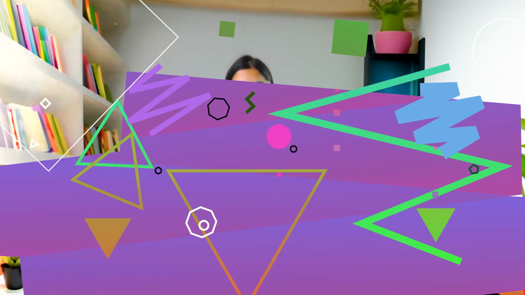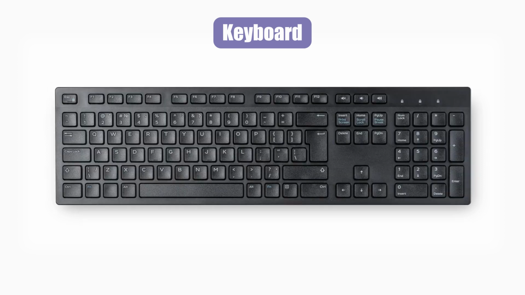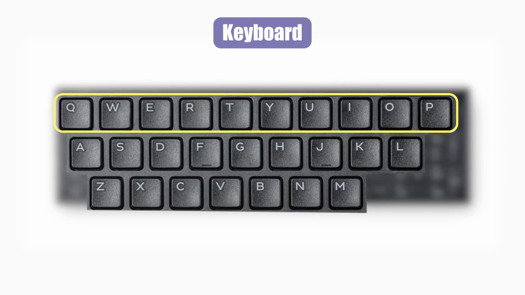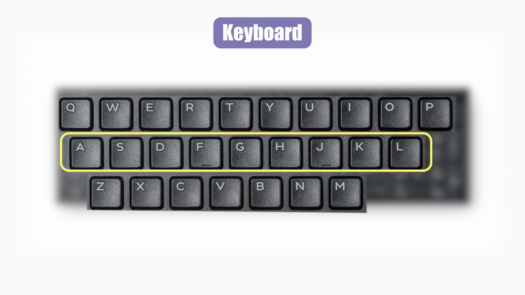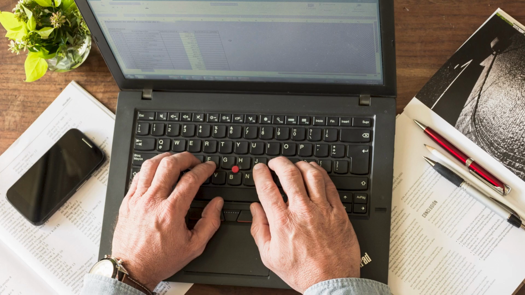Alphabet keys. The first set of keys we have are the alphabet keys. They are the ones that have all the letters of the alphabet from A to Z. 26 letters in 3 rows. First row, QWERTYUIOP. Second row, ASDFGHJKL. Third row, ZXCVBNM. These keys help us type words and sentences just like we do when we are writing with pencil or pen.